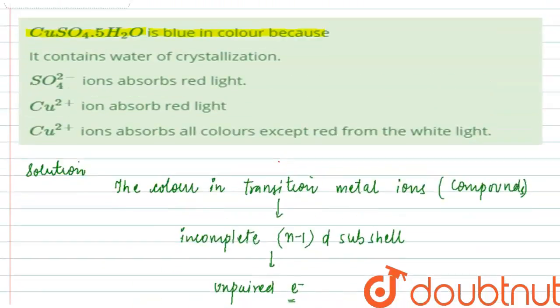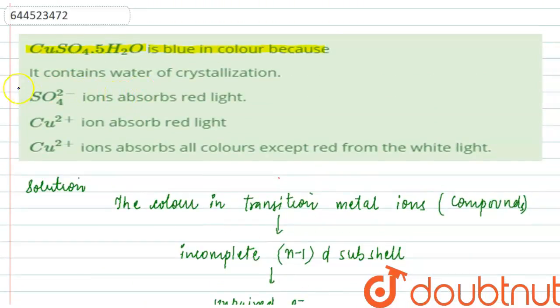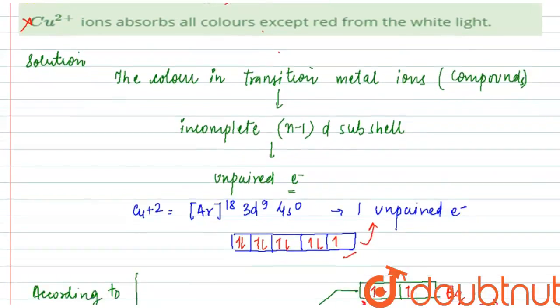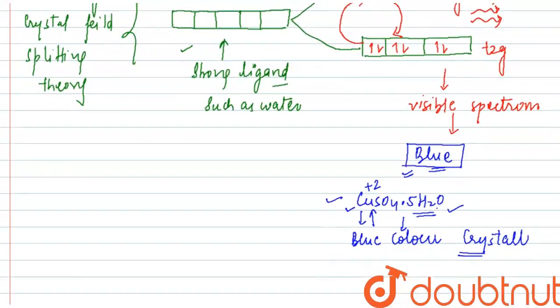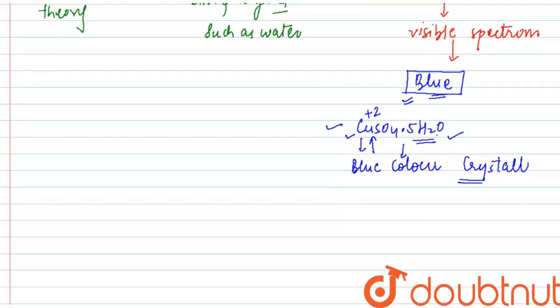Now let us have a look at the options that we have. The option is: it contains water of crystallization. Yes, this is the correct reason. Now, SO4 2- ion absorbs red light, no. Cu2+ absorbs red light, no. Copper 2+ ion absorbs all color except, no, this is also not the correct one, right? So the only correct option that we have is it contains water of crystallization, which is acting as a strong ligand, and due to that there is a splitting that is happening and we are getting color eventually. So I hope you all understand.